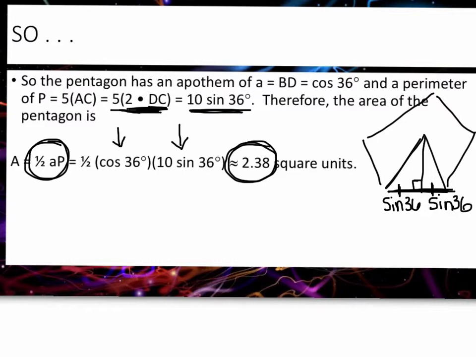But the goal is to use this area formula. Then first find out what your apothem is using trig. Then find out what your perimeter is using trigonometry as well. And then once you have that, you can plug it in, multiply it, and get your final answer.